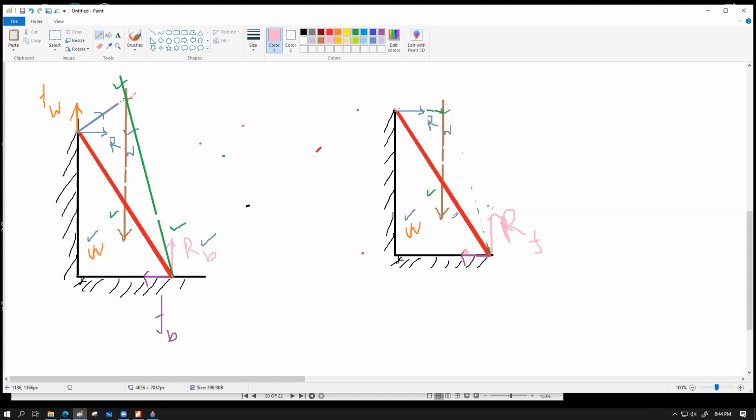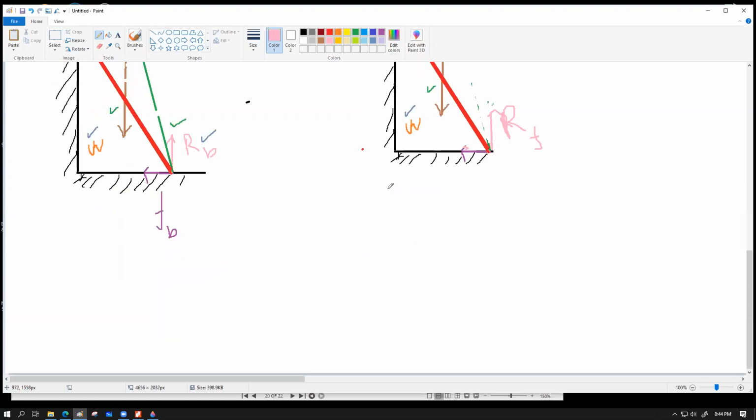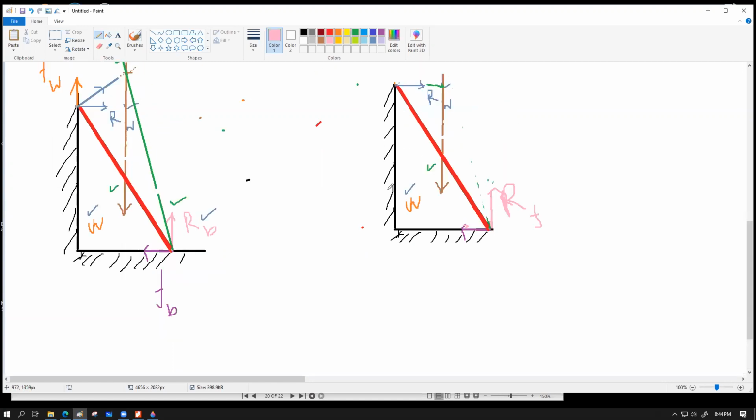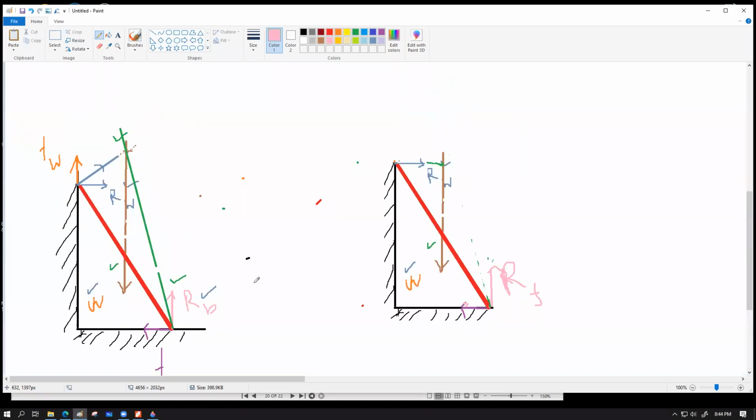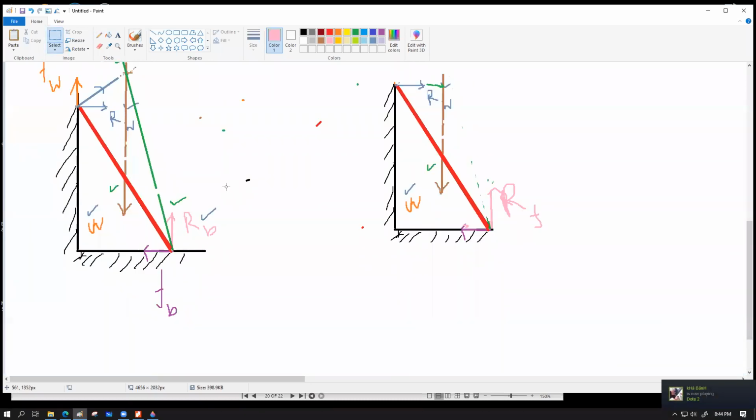So that's the scenario. Now, if we go for the other two variations, we're going to see the two other cases where we consider there is friction present in one and the friction is not present in the other one. So I'm going to copy this figure one more time.